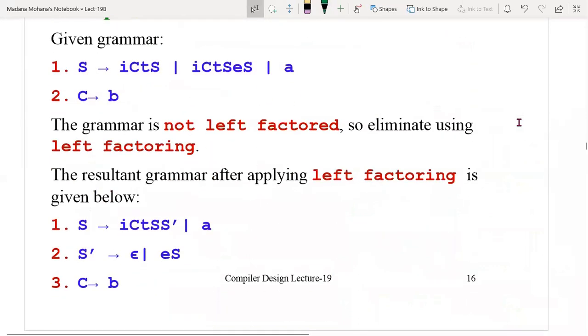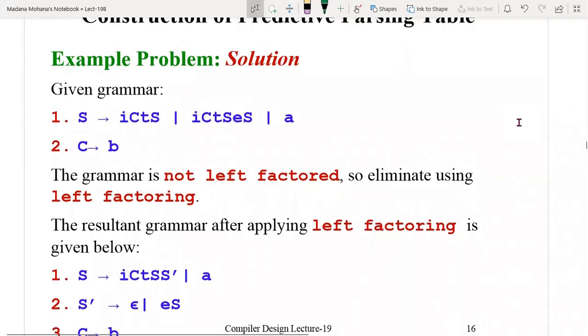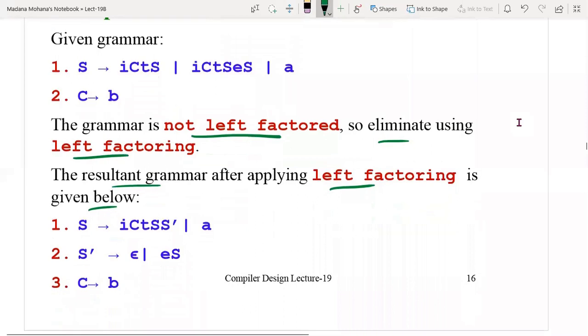So now I have given the partial solution. The given grammar is S derives iCtS and so on. The grammar is non-left factored, so we eliminate it using left factoring. The resultant grammar after applying left factoring is given below. So after removing non-left factoring, this is the resultant grammar: S derives iCtSS dash or a, then S dash derives null or eS, then C derives b. Now you can check this grammar doesn't have ambiguity or left recursion, and it is left factored. Now for this, step 1 is over.